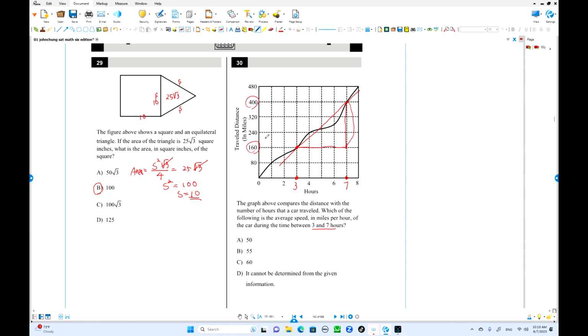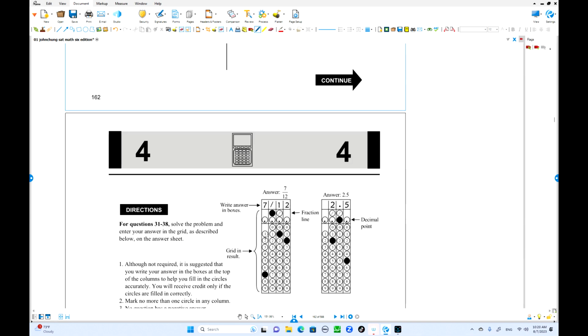How much is this one? 400 minus 160, 240. This one is 4 hours, okay, 7 minus 3 is 4 hours. So 240 over 4, right? Total distance over total time between 3 and 7, that equals 60, okay? That is the average speed, or average rate of change, you can say that. Same meaning, okay?